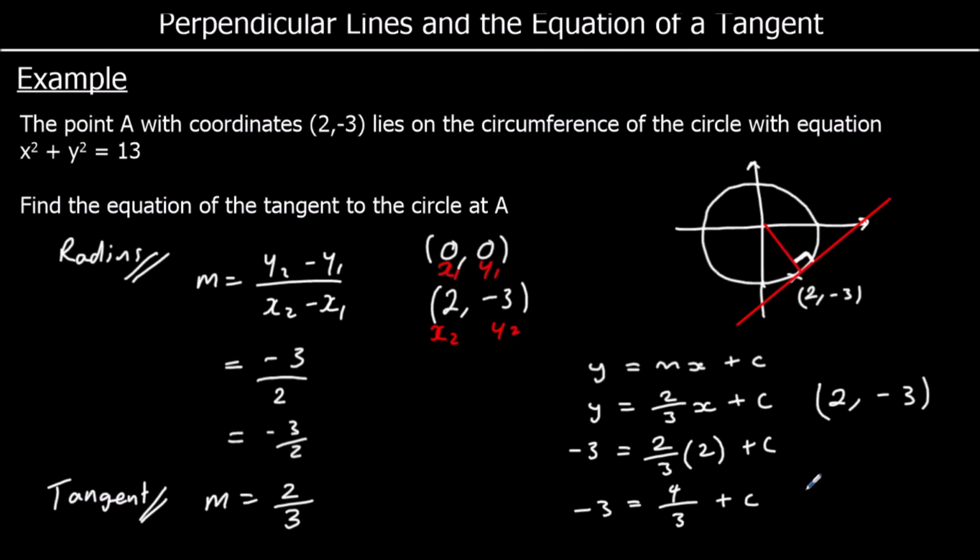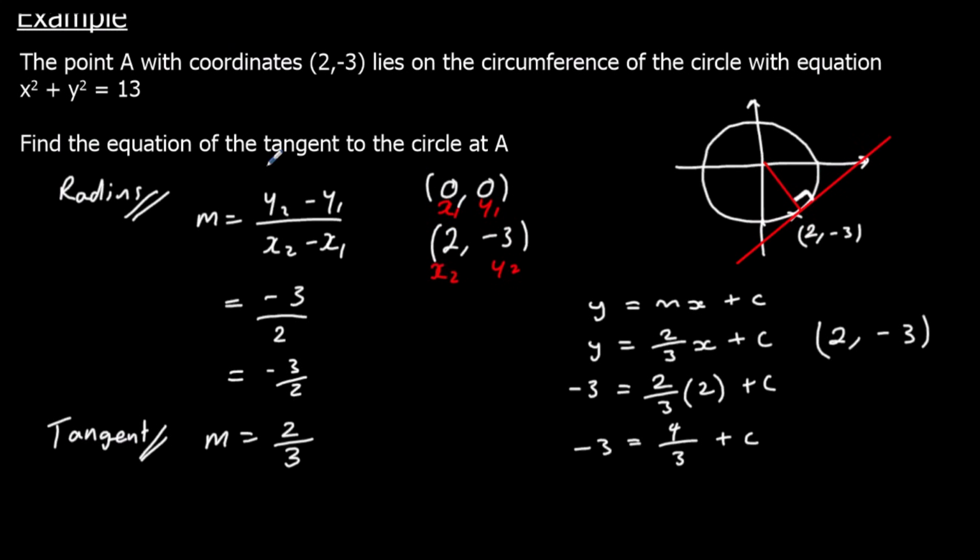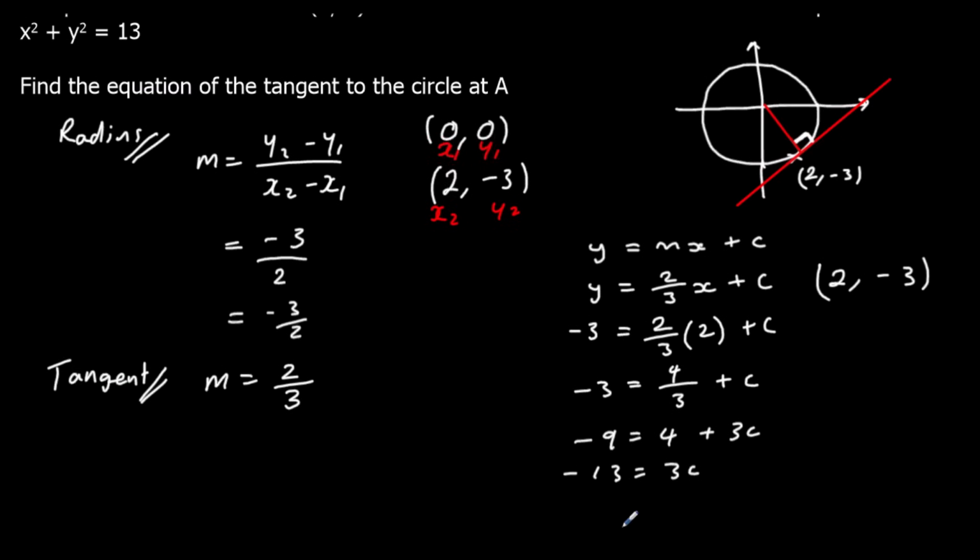So we can either take 4/3 away from both sides now, or we could multiply through by 3 to get rid of the fraction. It doesn't matter which we pick. I'm going to multiply each term by 3. So negative 9 equals 4 plus 3c. Take 4 away from both sides. Negative 13 equals 3c. And divide both sides by 3. So c is negative 13/3. So the equation of the tangent is y equals 2/3 x minus 13/3.